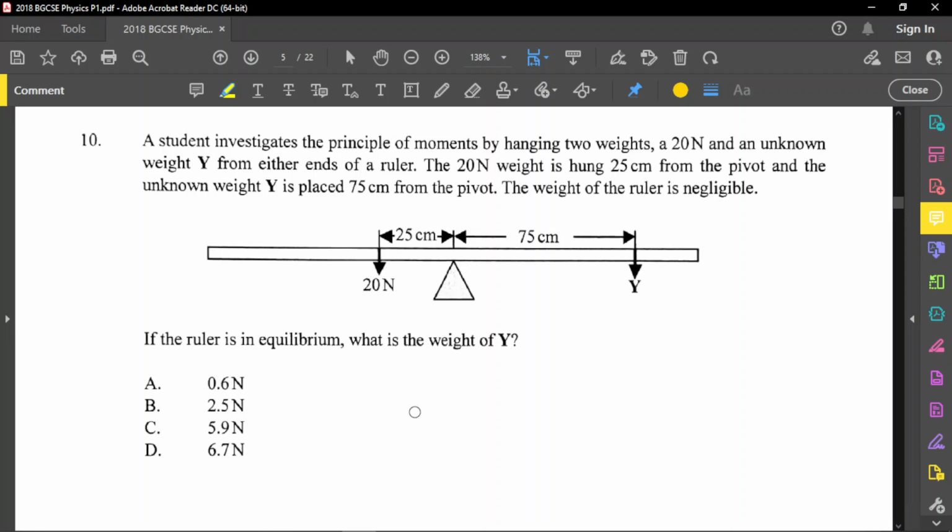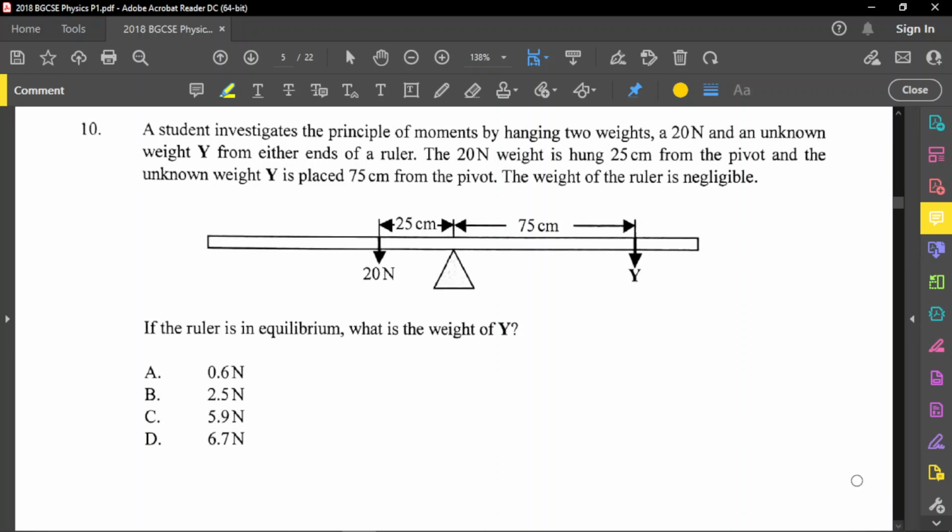Now, it said if the ruler is in equilibrium, what is the weight of y? So let's find out what the force y is. First thing you need to know is that the clockwise moment is equal to the anti-clockwise moment. The 20 Newton is causing an anti-clockwise moment. Let me show you why: it's going to turn this way around the pivot, so it's in the anti-clockwise direction.